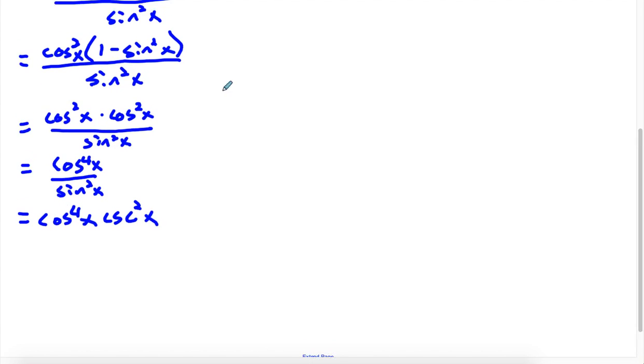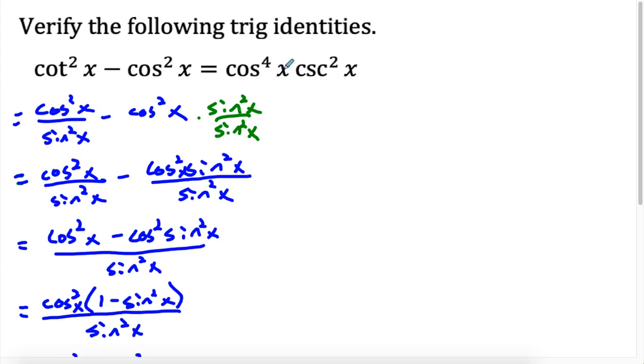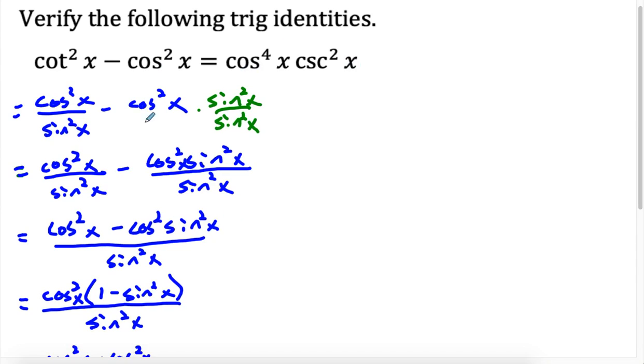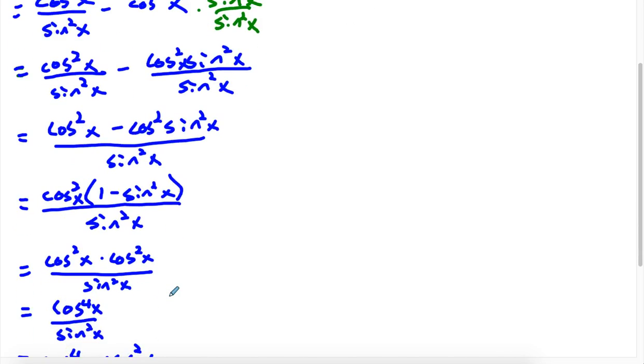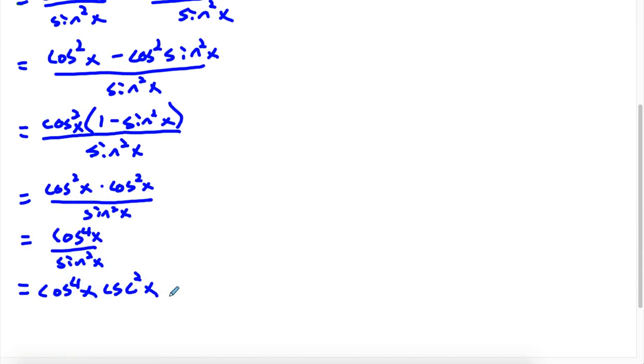Okay, and that is what we wanted to show, right? Cosine to the 4th times cosecant squared. So we had to get common denominators, we had to factor out, we had to use our Pythagorean identities. Okay, so there's a lot going on here. Right? We had to use multiple of those different strategies that we've talked about.